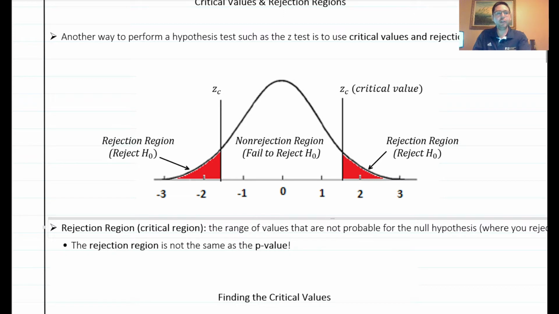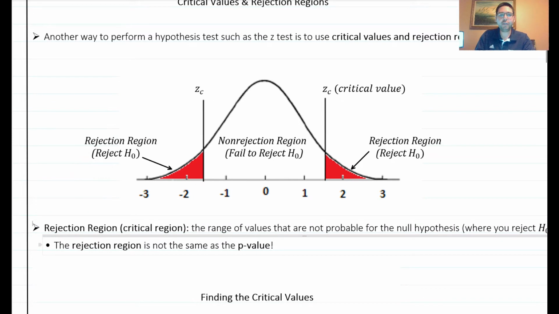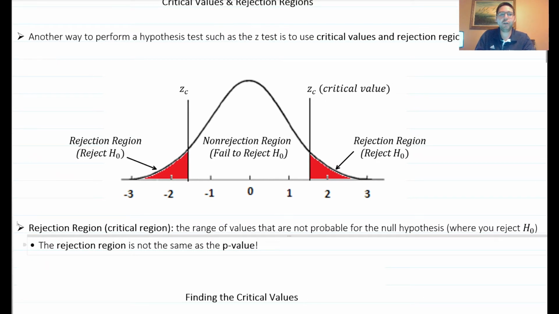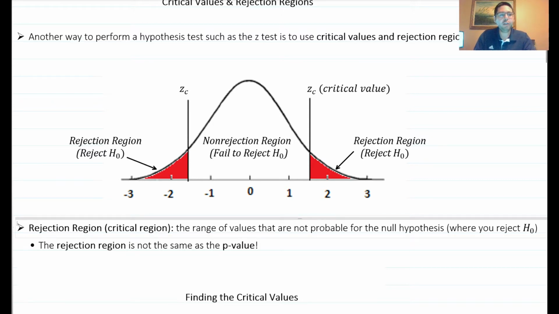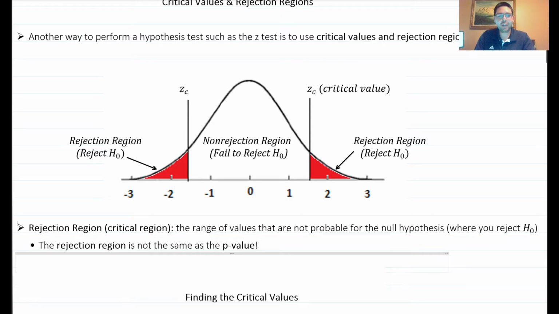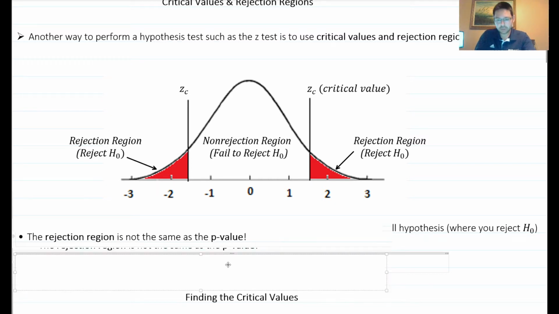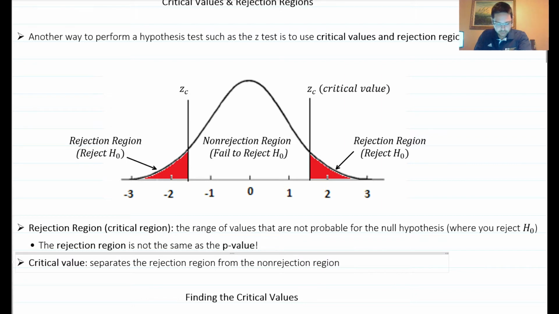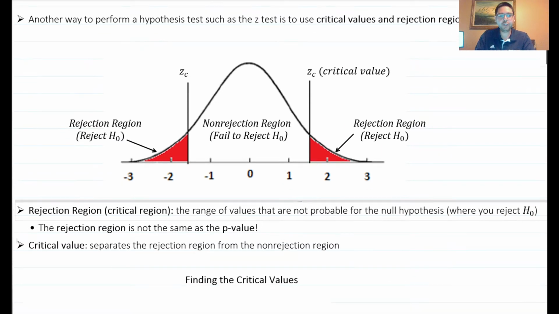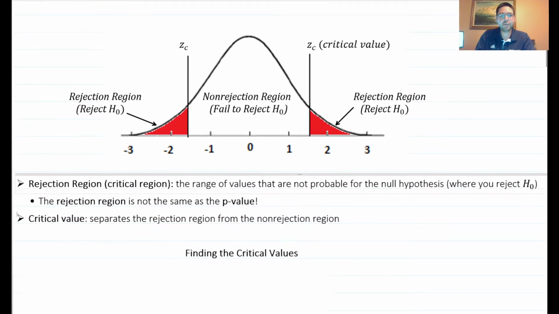Again, the rejection region is the range of values that are not probable for the null hypothesis. So basically, if you're in that region, that means it's not probable, and therefore you reject the null hypothesis. The rejection region, again, is not the same thing as the p-value. The critical value separates the two regions, the rejection from the non-rejection.